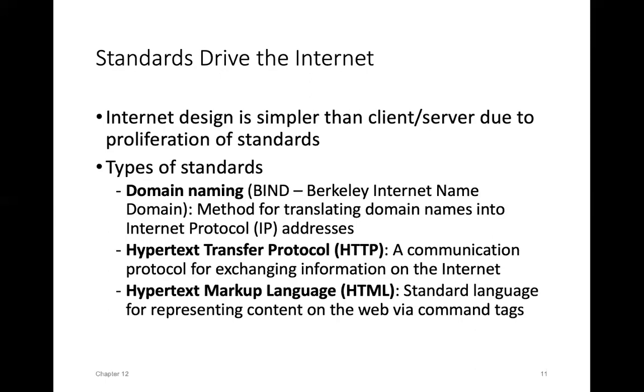Next one is Hypertext Transfer Protocol, HTTP. It's a communication protocol for exchanging information on the internet. And then the last one, HTML, Hypertext Markup Language, is the standard language for representing content on the web via command tags. So for instance, if you knew the formatting for bolding text, you could just put outward facing arrows around the text with a B in the middle, and that will give you bold text. So Hypertext Transfer Protocol is all about how messages are formatted and transmitted. You enter a URL, an HTTP command is sent to the appropriate web server requesting the desired web page, and so on.